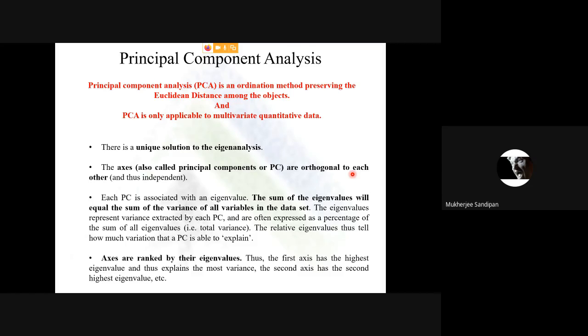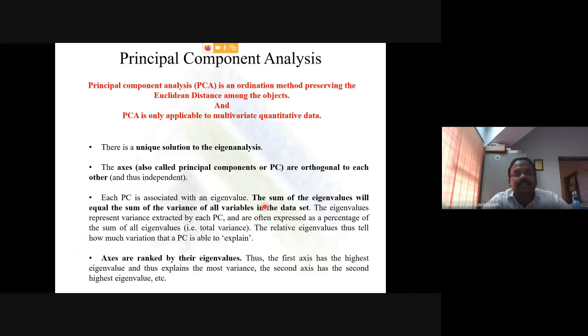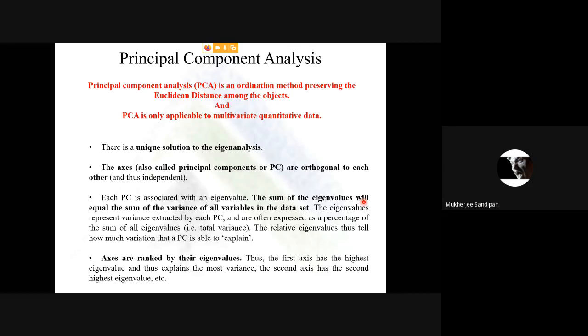I'll not go into the detail, but you should know that the PCs are orthogonal, and each PC is associated with an eigenvalue. The sum of the eigenvalues will equal the sum of the variance of all the variables in the data set. When you have PCA and all your PCs, the first principal component will have maximum explained variance, and subsequently the second one is a bit lower than the first one, the third one is a bit lower than the second one, and you go on.